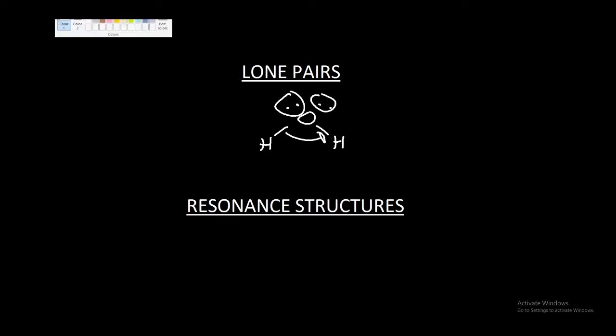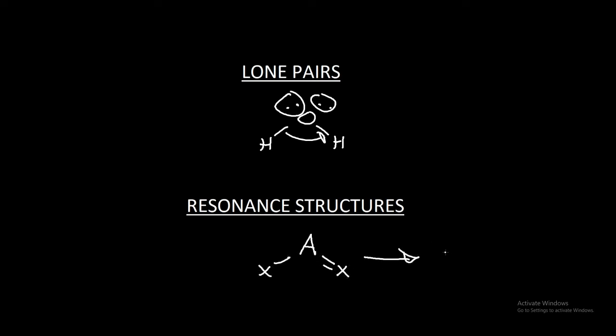Next, we have resonance structures. Resonance structures are essentially a different way of drawing or writing the same molecule because it has a bond greater than a single bond, for example, a double bond or triple bond. For example, A double bonded to X, single bonded to X, can also be written as A single bonded to X, double bonded to X. Resonance structures.